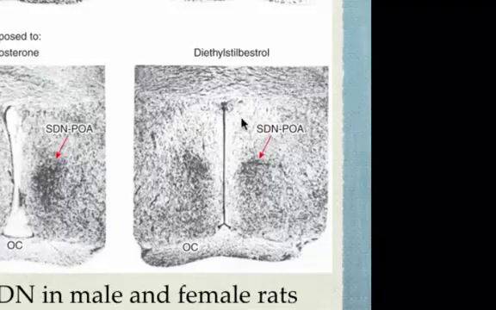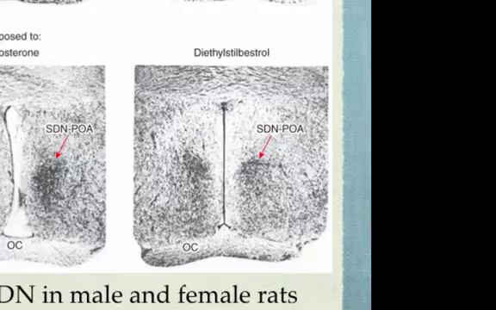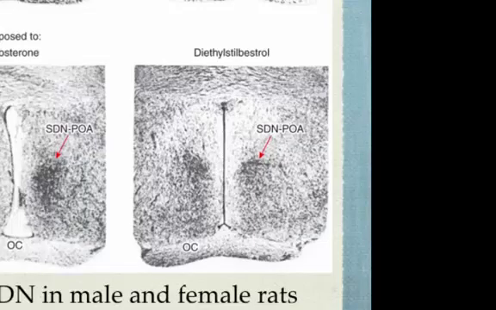Now DES is kind of a scary substance because it was given to many, many pregnant women between 1940 and 1970 because it was thought to be a good thing to take when you were pregnant. It kept you from having birth defects and difficulties in your pregnancy. Then they realized that because it was so similar to estrogen, it was having an impact not only on the health of the mother, but also the health of the baby. So it's been banned. But you can see the effect it had on the SDN of the rat.